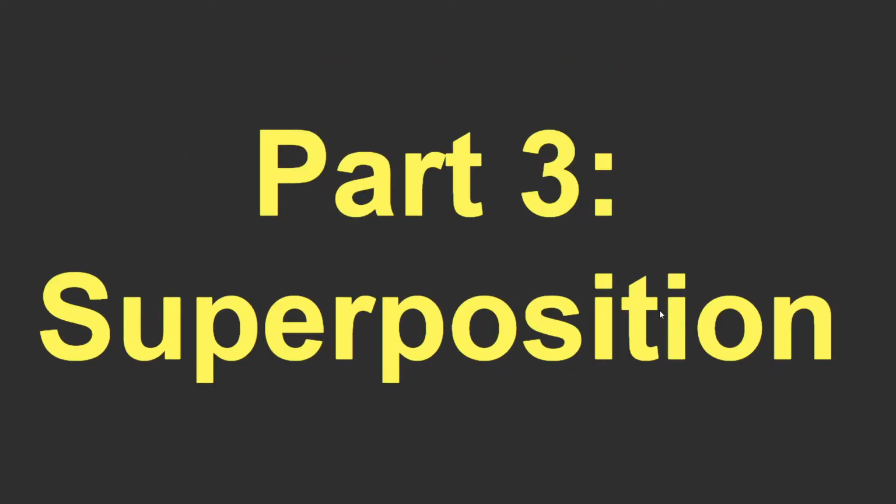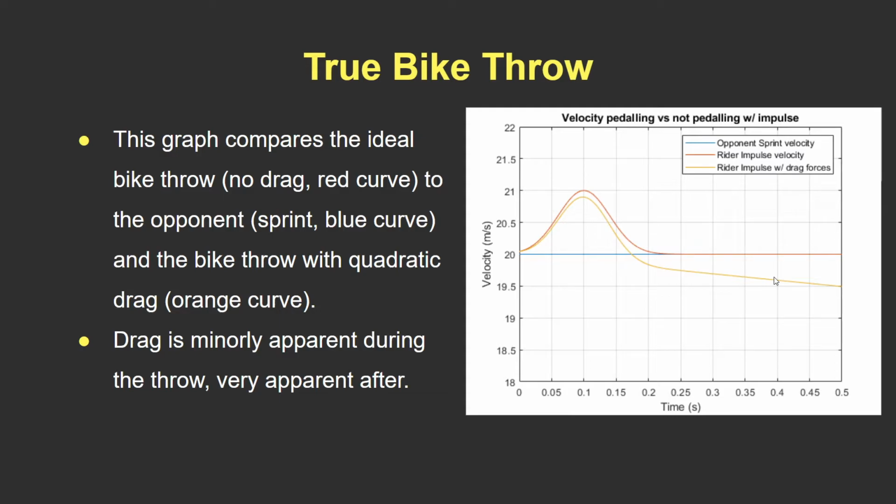Okay, so now that we have all of our equations of motion, let's just add them all together. So the true bike throw looks something like this. The perfect case with no friction or drag is our Gaussian impulse from before. Your opponent just maintains their velocity. But now that we add in the force of drag, we can see that once the bike throw is over, you are losing velocity over your opponent.